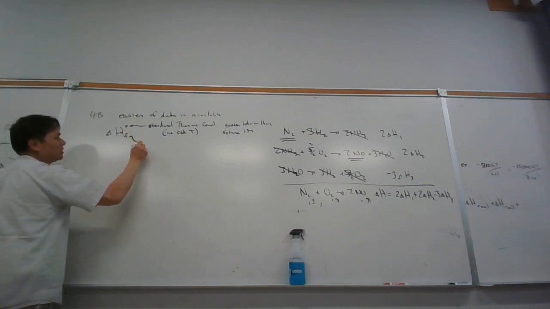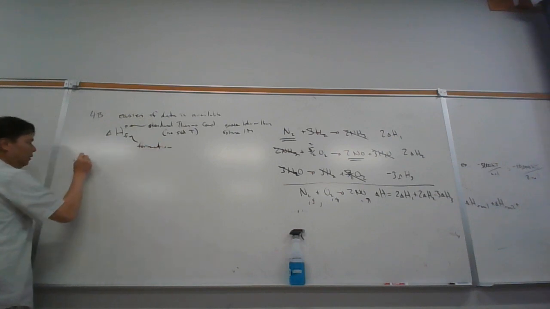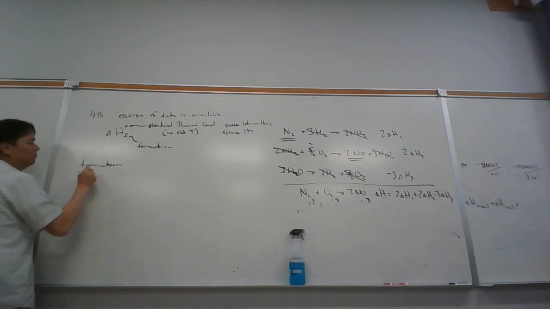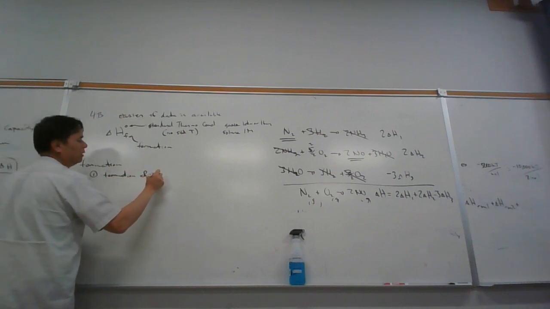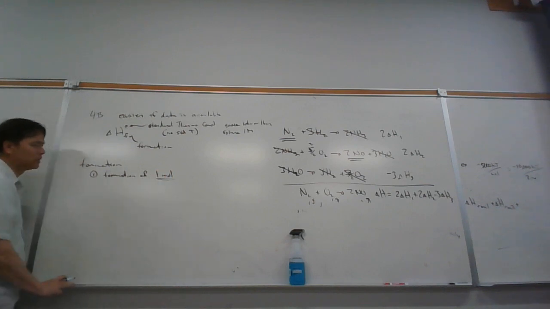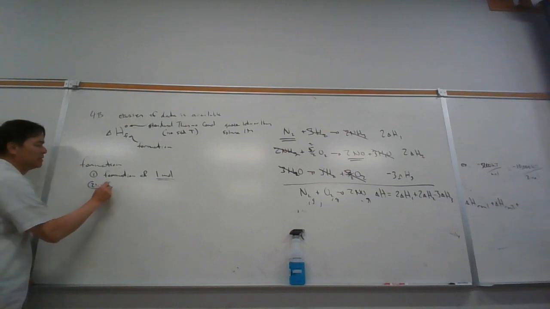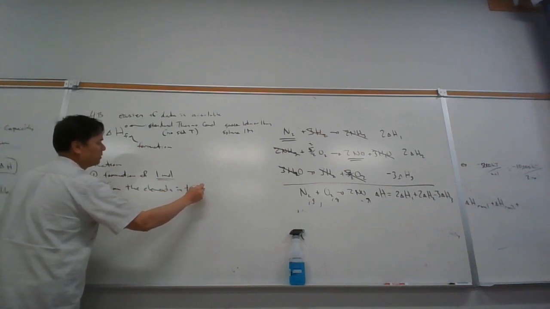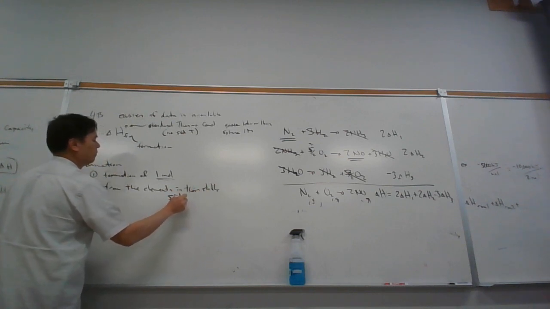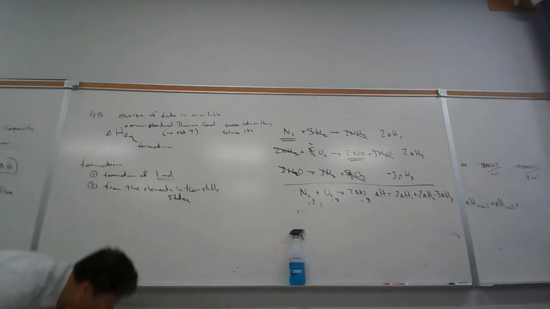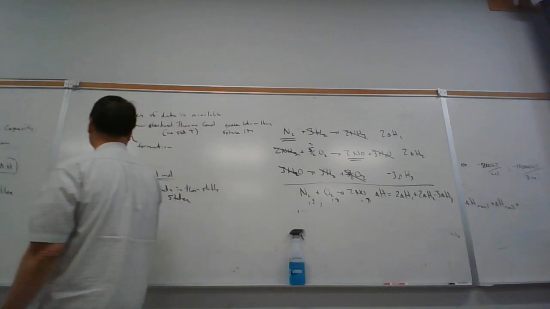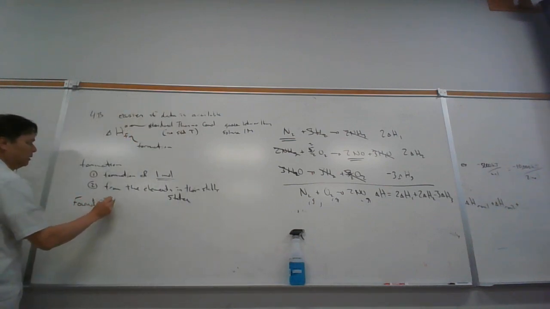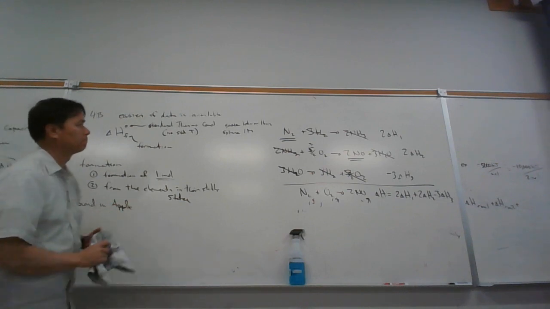And then F stands for formation. A formation reaction is the formation of 1 mole of product. Not 2 moles, not half a mole, but 1 mole of product from the elements in their stable state. And that's what we call a delta H of formation. These are in Appendix D, D for data.